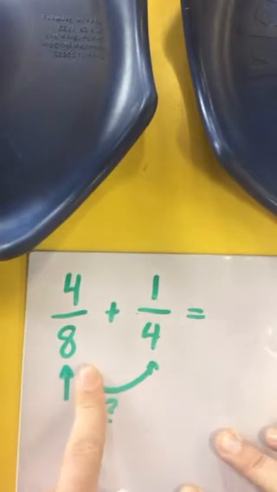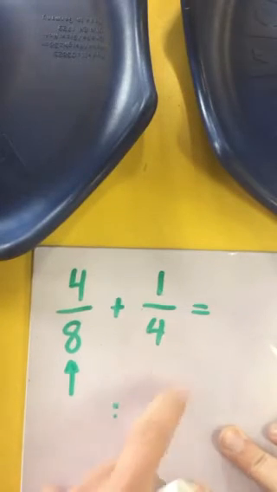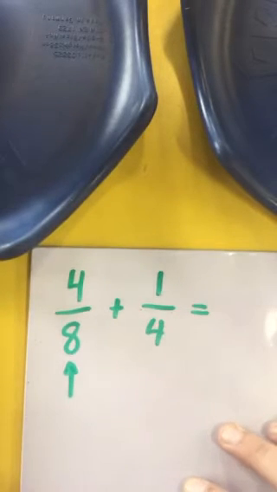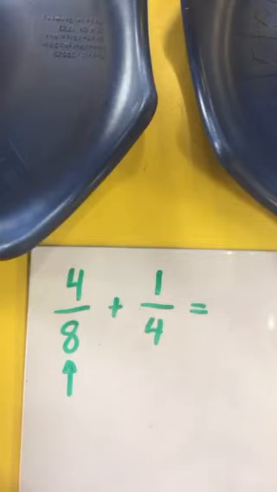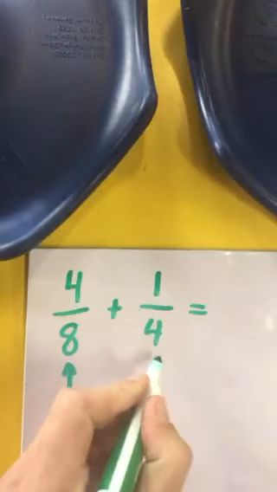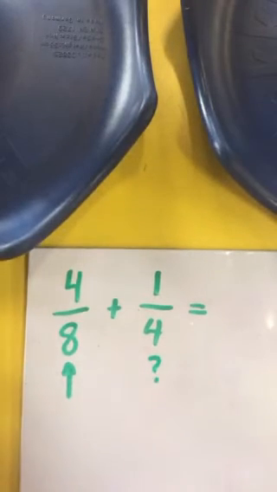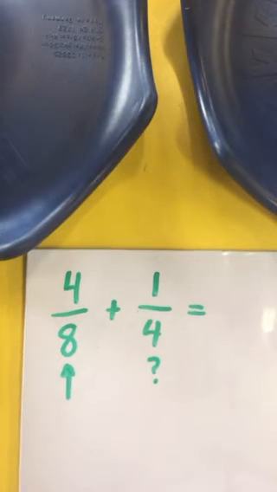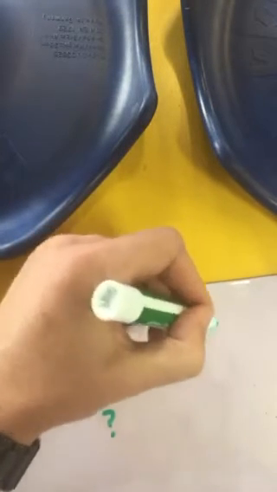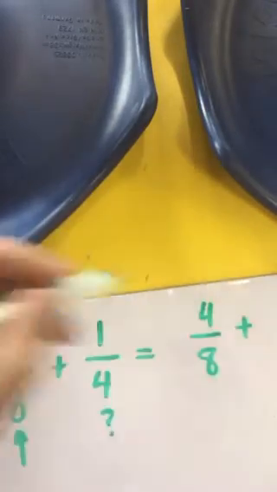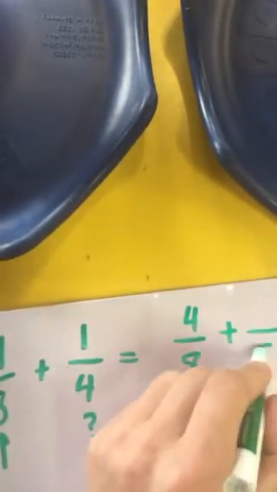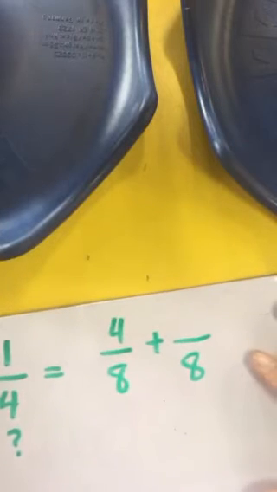It does, however, mean that we need to change the 4. We need to make it an 8 because these denominators need to be the same. So what would we do to 4 to make it 8? And the answer is multiply it by 2. So our new sum is something over 8 plus something over 8.